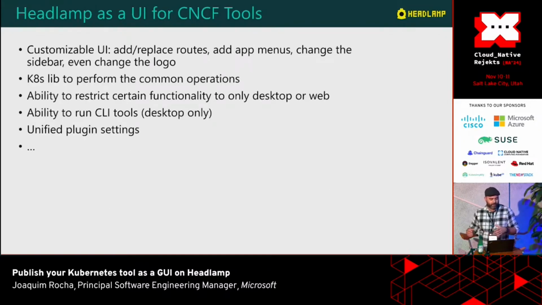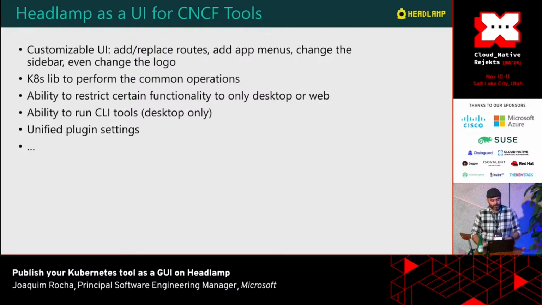So coming from that, what I'm trying to sell you here is that Headlamp is a great UI for CNCF tools. And why is that? Because it's customizable. So like I was saying, you can add new routes, you can add app menus, even if you're using the desktop version. You can change the sidebar, you can change even the logo or branding. We have all that. It has libraries to perform the most common Kubernetes operations. So if you want to list pods, we got a function for that. If you want to do, like scale up, we also have that.